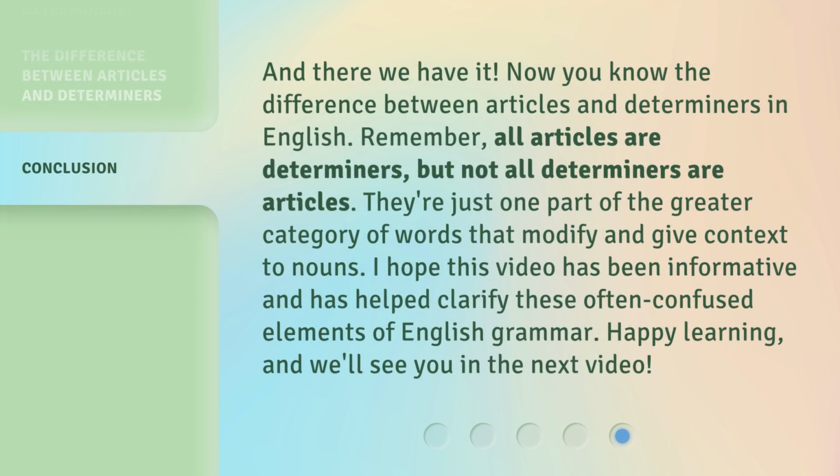And there we have it. Now you know the difference between articles and determiners in English. Remember, all articles are determiners, but not all determiners are articles. They're just one part of the greater category of words that modify and give context to nouns.